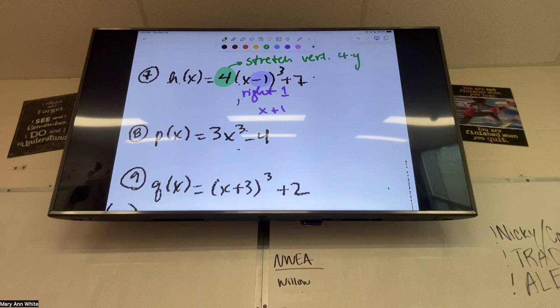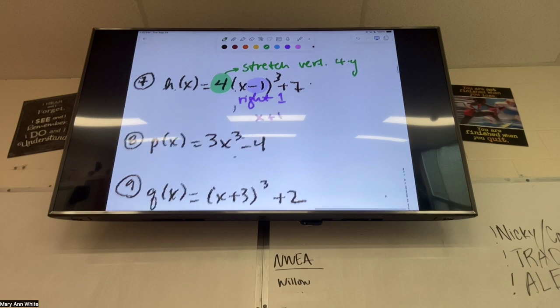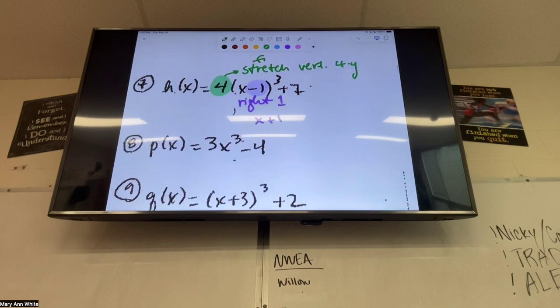If it was a -4, would that change anything? We're stretching and we're flipping. But if the 4 was inside the parentheses, it would affect my x's, not my y's. What about 7? What does that do to my graph? Up 7, very good.